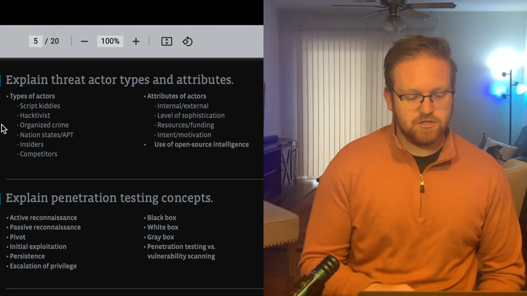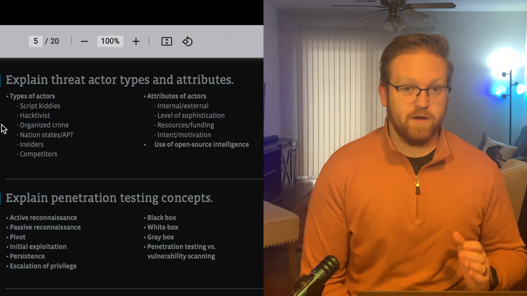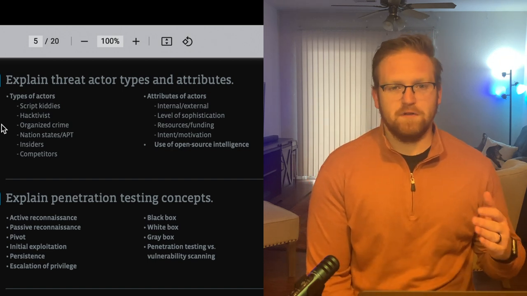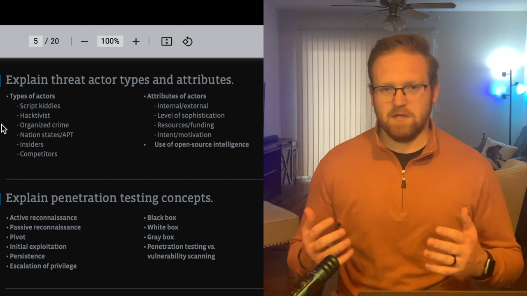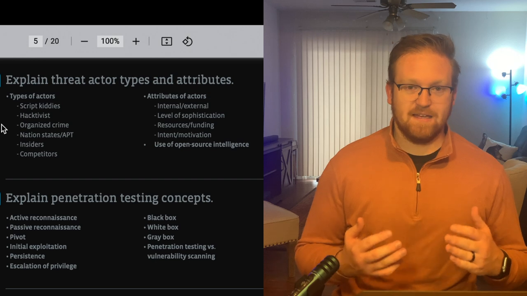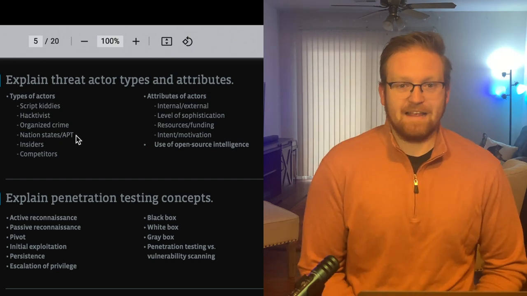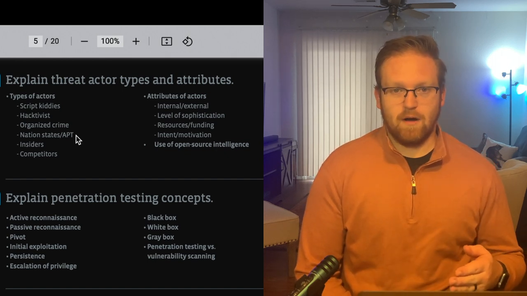Next, we have nation states or advanced persistent threats. Now, this is where things can get really interesting. Obviously, we intuitively know every country on the planet has some sort of intelligence community, and every nation is trying to gather data. Well, they're going to gather data in cyberspace using hacking techniques. It's just a thing that happens. Obviously, those are things you're going to want to pay attention to.